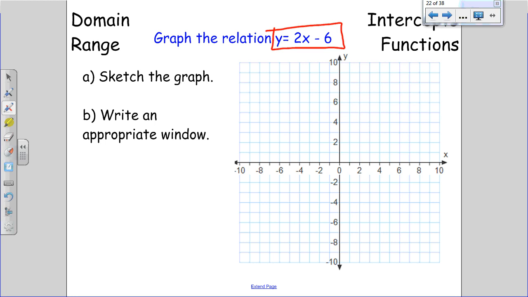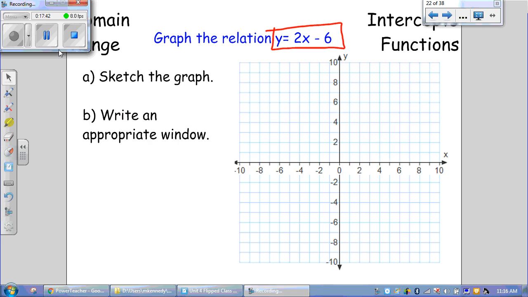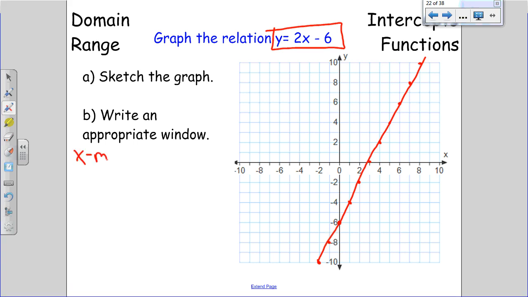We want to write out an appropriate window. How I write out appropriate windows is I literally just write out X min, X max, and then Y min, and Y max. There are other ways and formats to write it, but I don't stress too much on that because that kind of confuses people, especially when you're just learning this early on. So I just am very blunt and write it out like that.